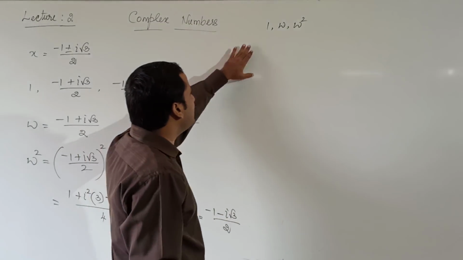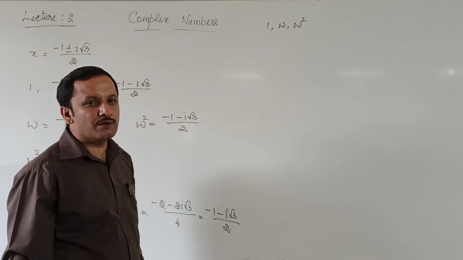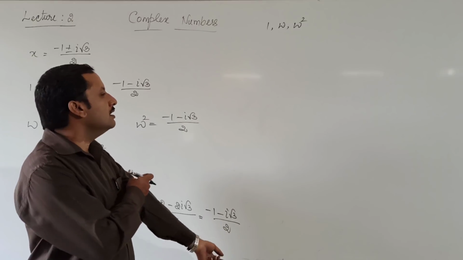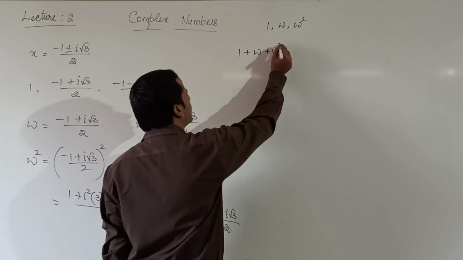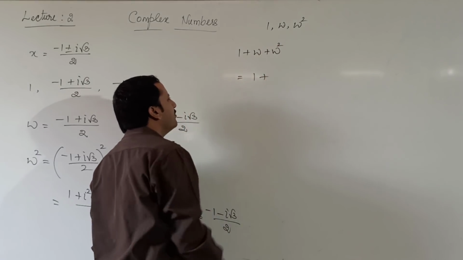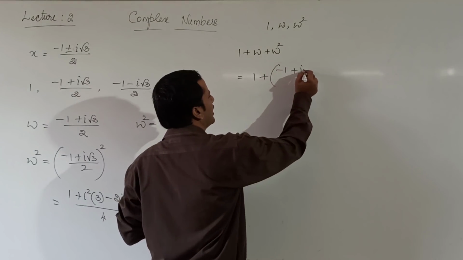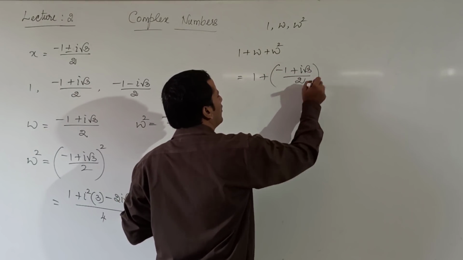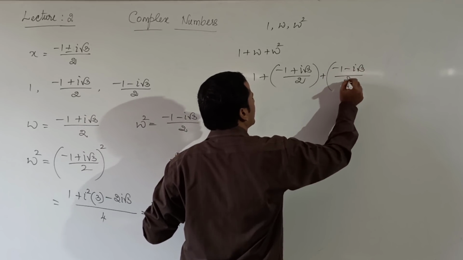Okay. Now let us discuss one or two properties of that, and then we will go to problems. The sum of these cube roots of unity: what is 1 plus omega plus omega square? Let us see. 1 plus omega, substituting omega as minus 1 plus i root 3 by 2, plus omega square, which is minus 1 minus i root 3 by 2.